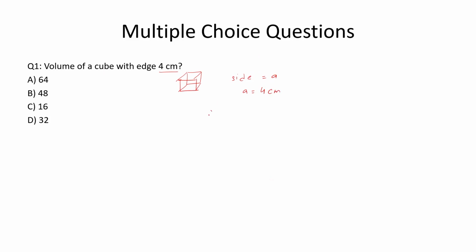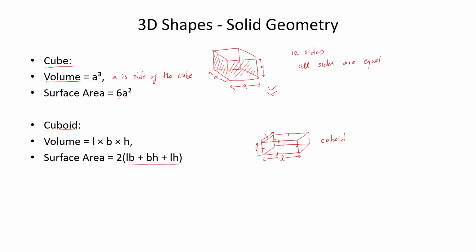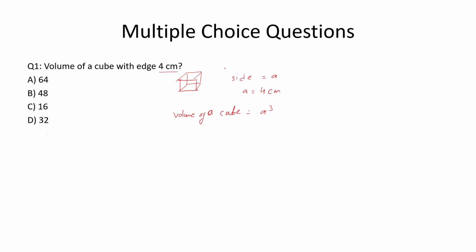Now you have to compute the volume of a cube. Do you know the formula? It is A cube. You can check that. Here is a cube. Volume of a cube is A cube, where A is the side of the cube. So side is given, you can compute volume. A cube means A into A into A. That means 4 into 4 into 4, and it is equal to 64 centimeter cube.